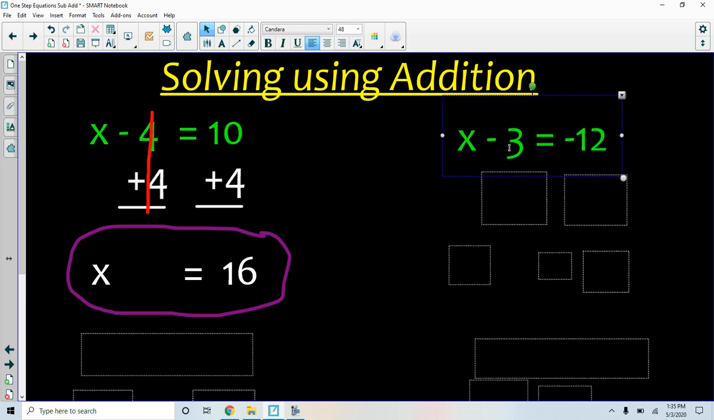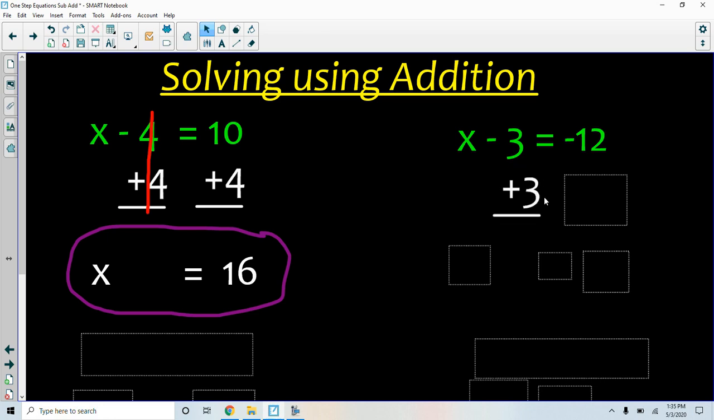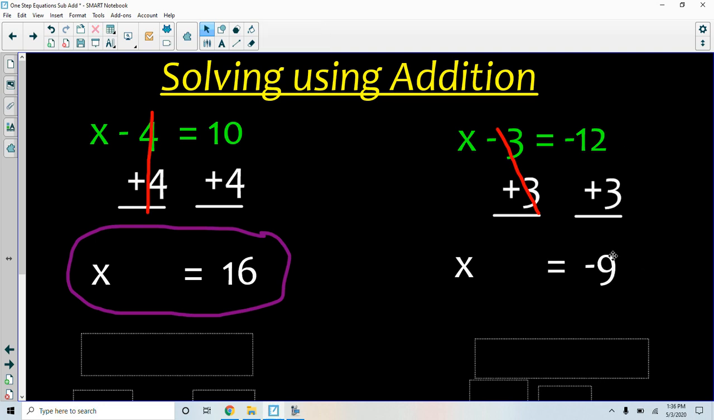That should be a minus. So we're going to add 3 to both sides. Minus 3 and plus 3 make 0, so those cancel. So I have x equals negative 12 plus 3 is negative 9.